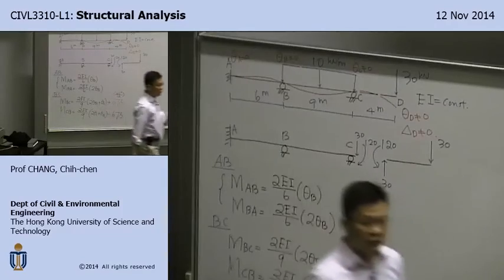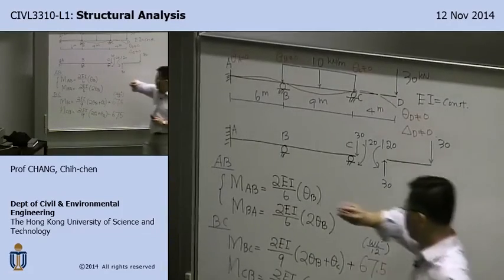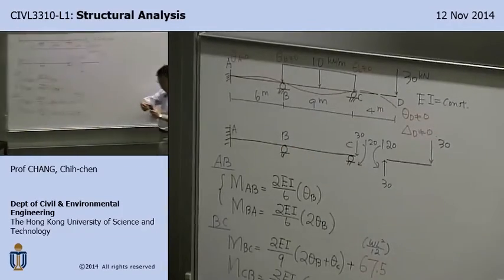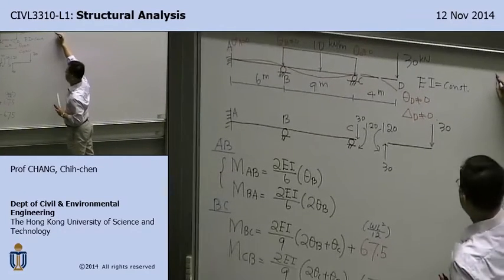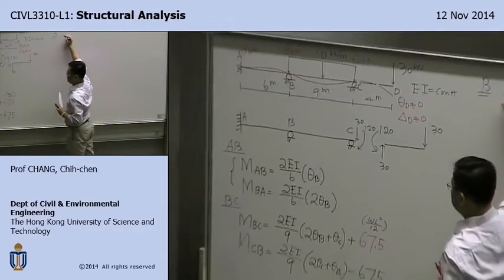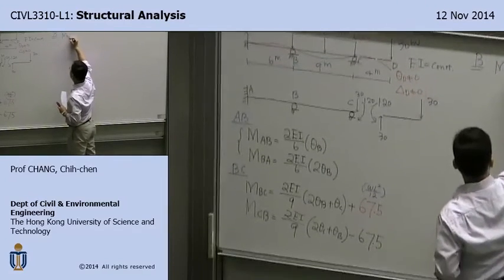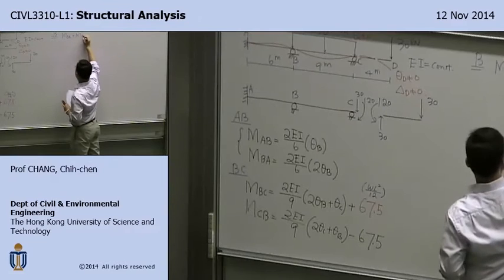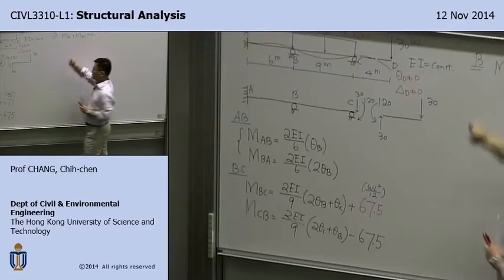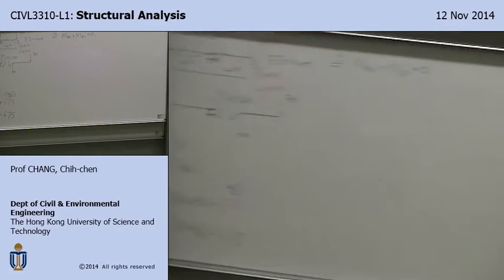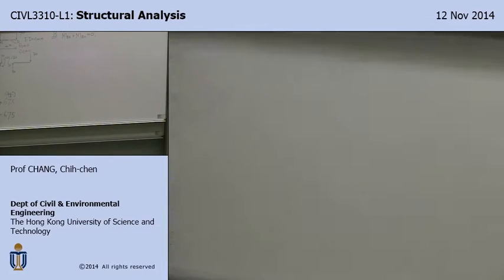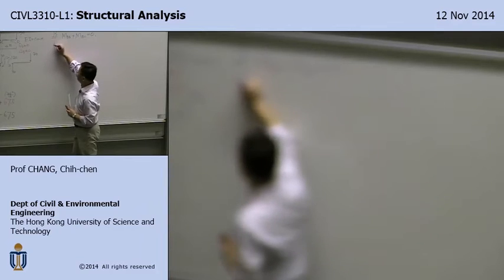Now we do the joint equilibriums. So we go to joint B. The joint equilibrium at B is M_BA plus M_BC equal to 0. So that's one equation, and you go to joint C.